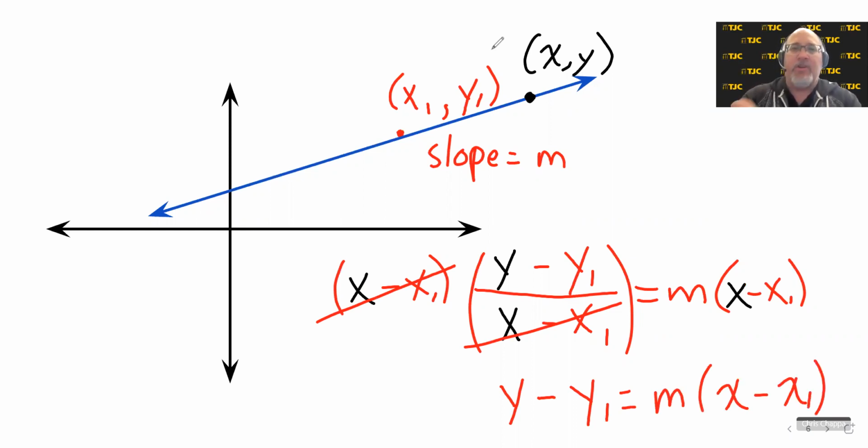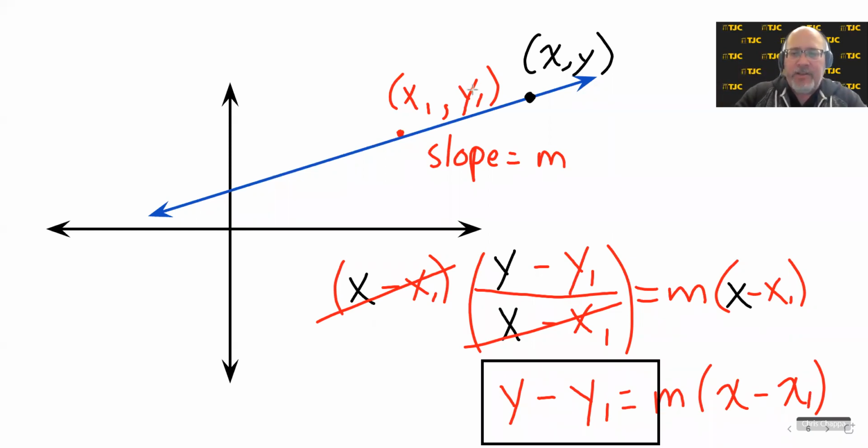And take a look at this equation for a second. I'm going to put it in a black box. Take a look at that equation.